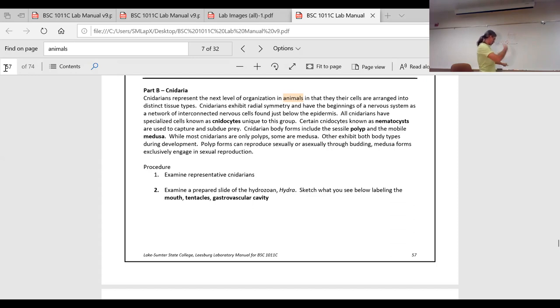A polyp is a growth. You might have heard of colon polyps, for example. And the medusa is named after that Greek or Roman figure, I don't know. That's the medusa. So there are examples of polyp cnidarians and examples of medusa cnidarians. Think again, coral, jellyfish. And then there are those that go between the two, so part of their life is polyp and part of their life is a medusa.